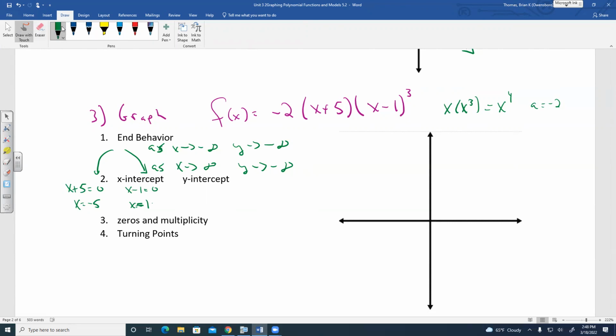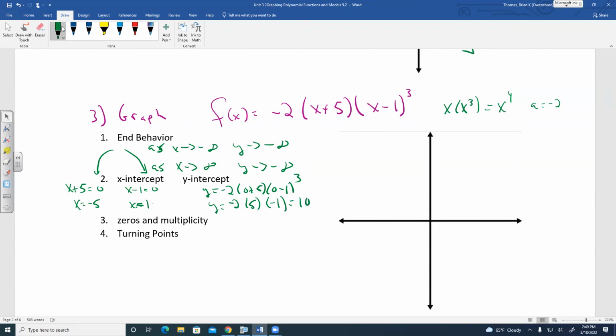So then we have our y-intercept. To find the y-intercept, we set x equal to 0. So y is equal to -2 times (0 plus 5) times (0 minus 1) cubed. So y is going to equal this -2 times 5 and -1 to the third power. Remember, anything raised to the third power, the sign changes 3 times, so it's still going to be a -1. Okay, so I have -10 times -1 would be a +10. So my y-intercept is going to be a 10.